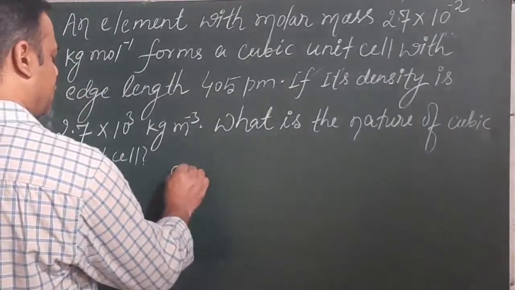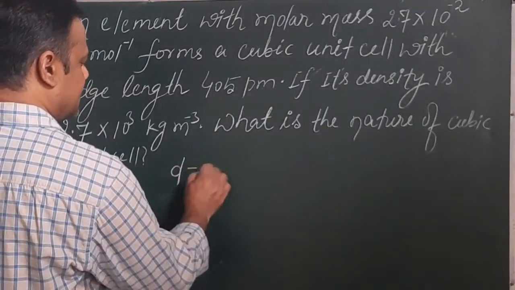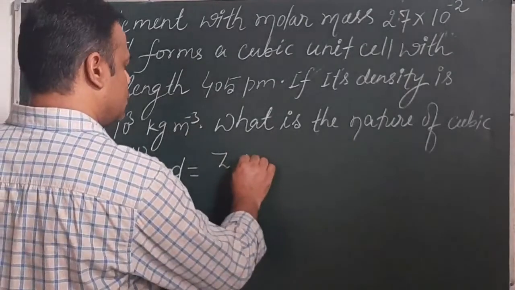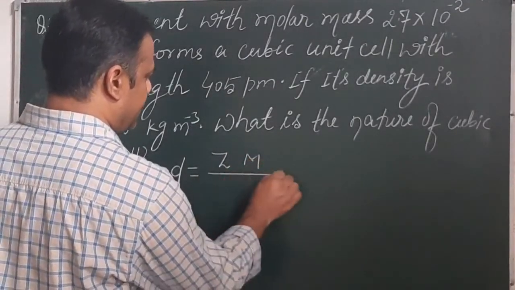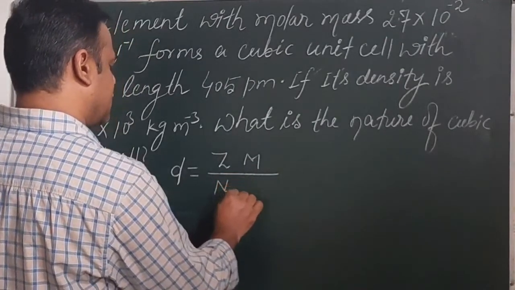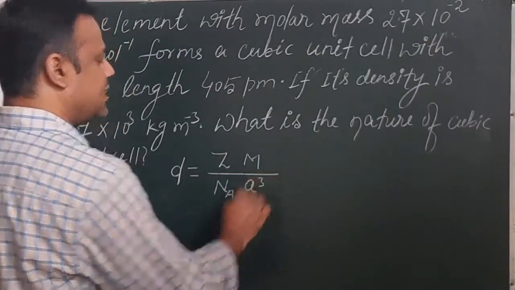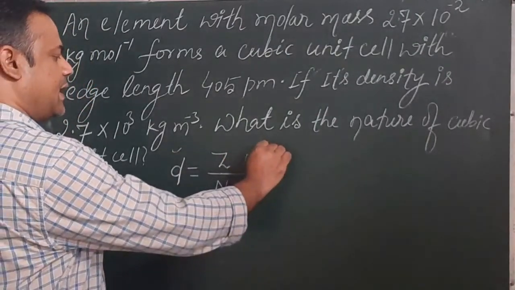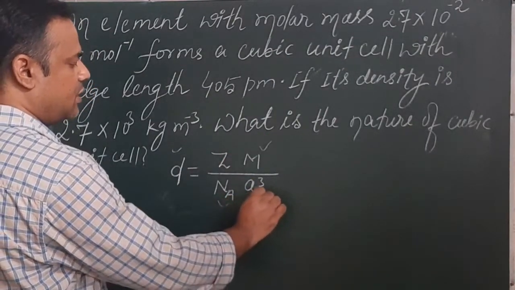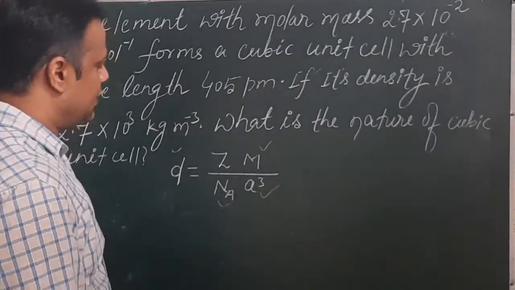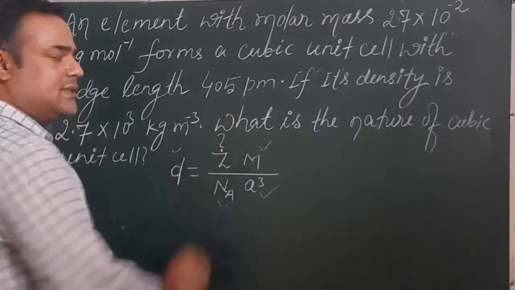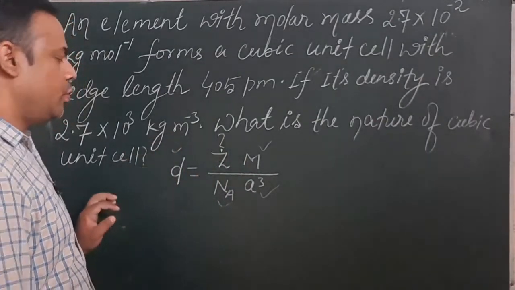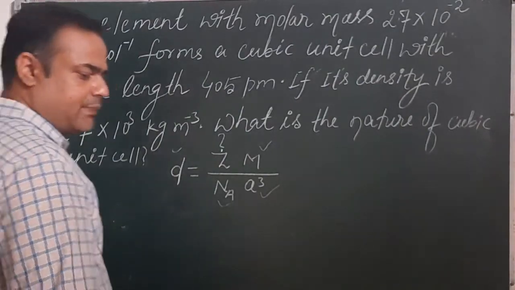We have learned the formula that the density of any crystal is given as Z, number of atoms per unit cell, into molar mass divided by Na. Na is Avogadro number, into a cube. a is the edge length of the unit cell. So in this question we have density, we have molar mass, we have Avogadro number, and we have edge length. Then we have to find Z. Once we determine Z, we can decide the nature of the cubic unit cell. So now we have to put these values.